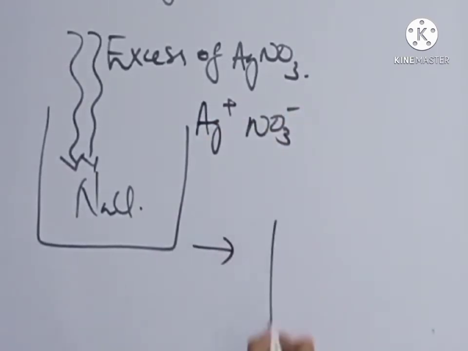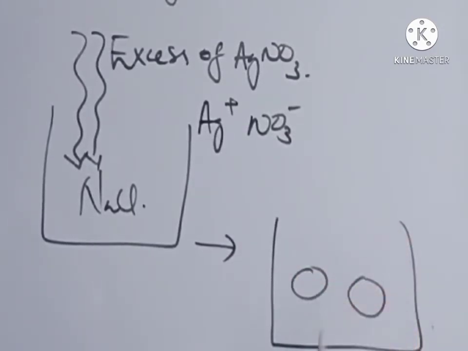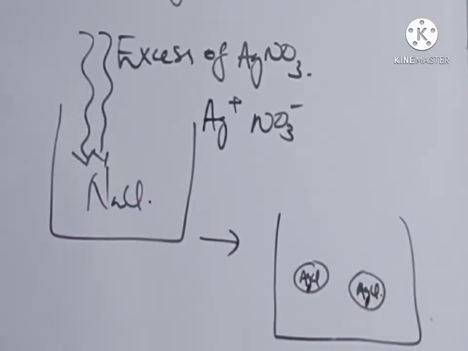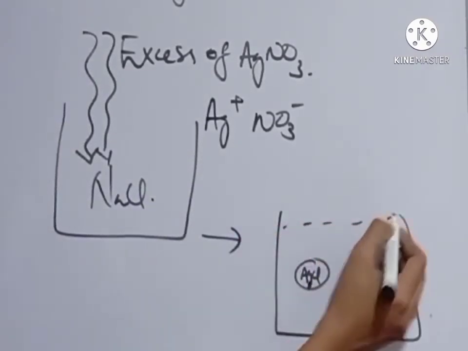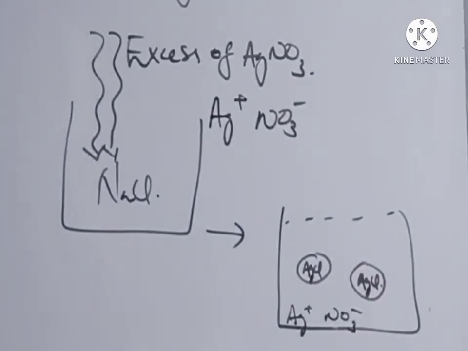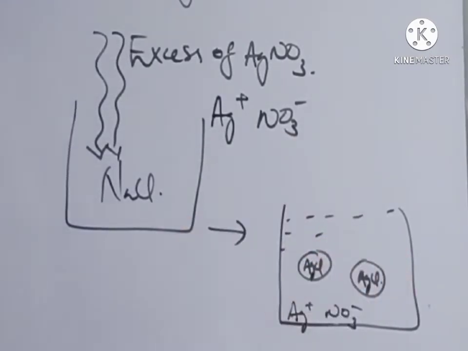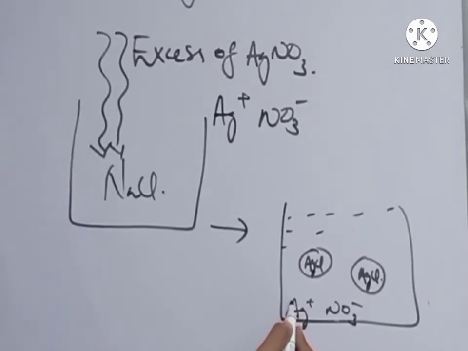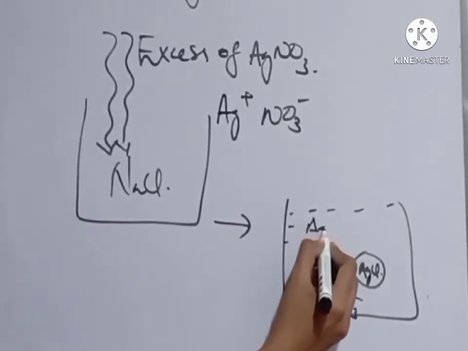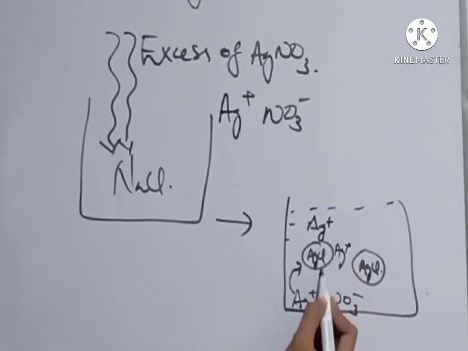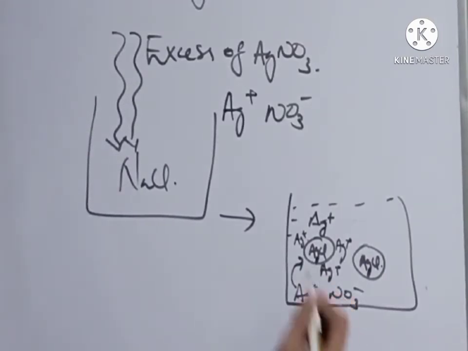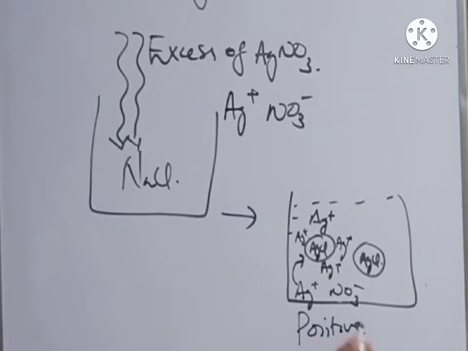When the colloid is formed, AgCl colloidal particles will be formed. In addition to that, excess Ag+ and NO3- ions are there. And this AgCl colloidal particle will preferentially adsorb Ag+. It shows more attraction towards Ag+. So, a layer of Ag+ ions will be formed over the AgCl particle. So, it acts like a positive colloid.